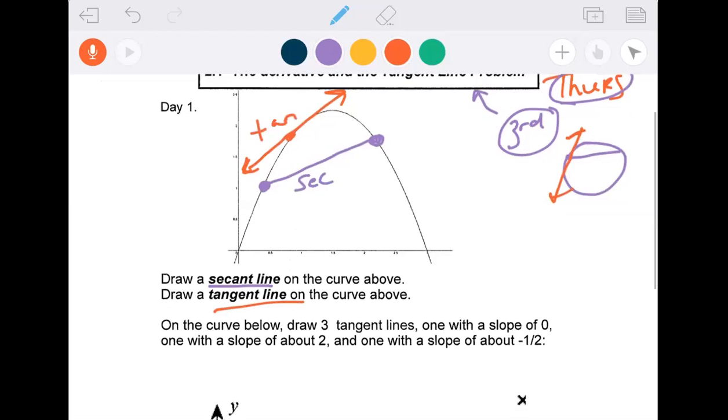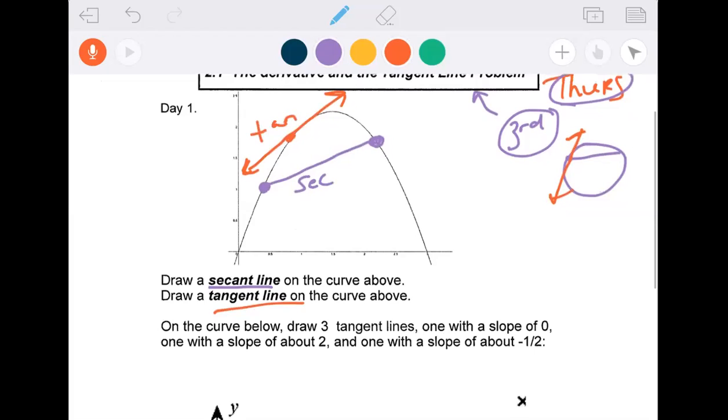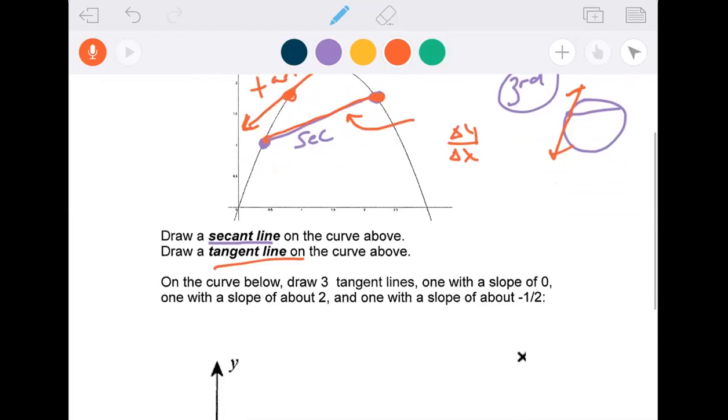The secant line slope is not calculus. That's just the slope of a line through 2 points, change in y over change in x. But the slope of the tangent line is calculus because I only have 1 point and I need 2 for slopes without calculus. So that's where the calculus comes in.